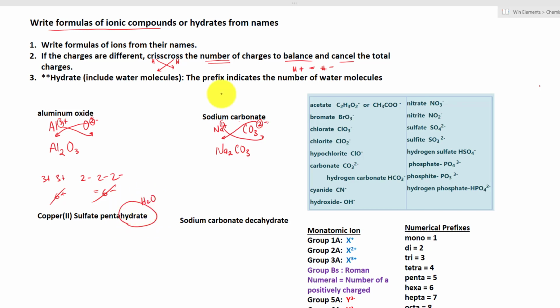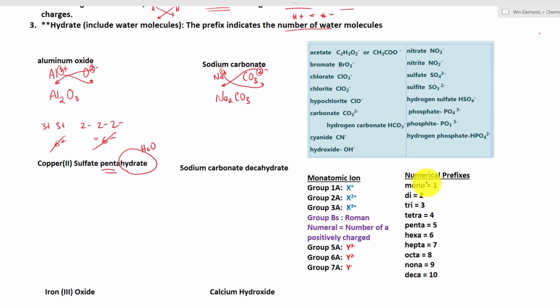And when we have a hydrate, every single time we have a hydrate, there's a prefix right here that indicates the number of water molecules. And we have the prefix right here. These are numerical prefixes from 1 all the way to 10. So penta is what? Penta is 5. So 5 what? Hydrate, which is water.